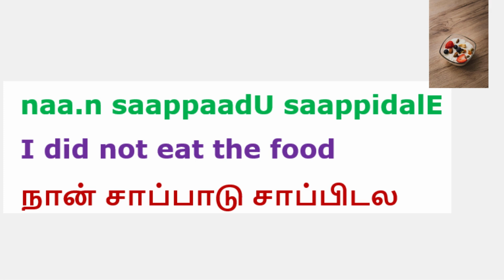நான் சாப்பாடு சாப்பிடல. I did not eat the food. In this case, again, it is easy for you to understand. It's an action that you do not choose to do. To understand negative sentences, you can check my earlier lesson.